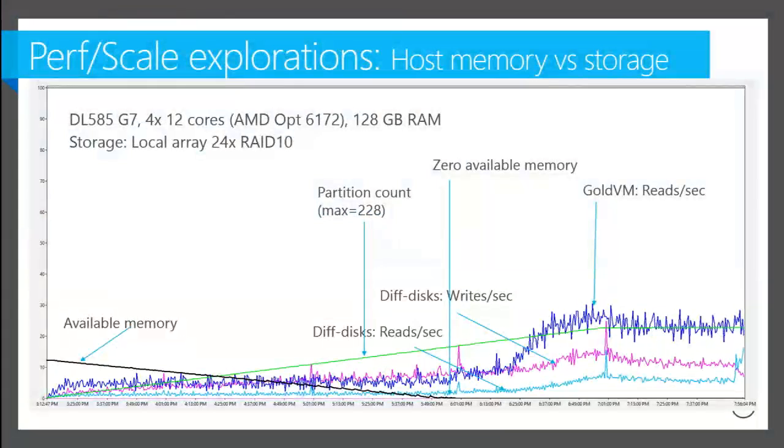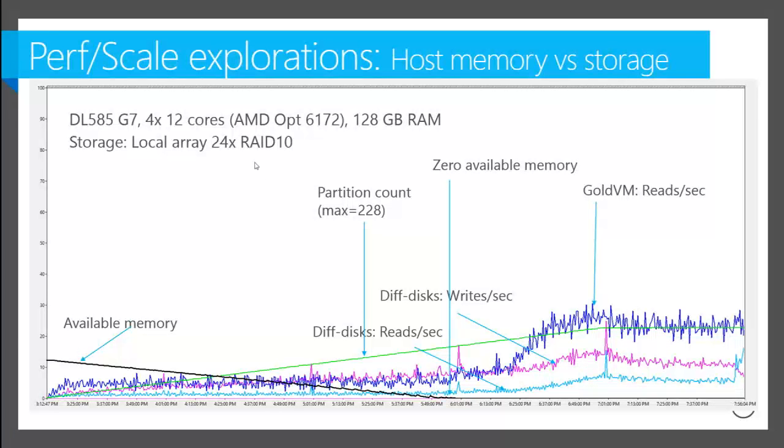Okay, so the purpose of this slide is to give you some insight about the interplay between host memory and storage. It's not all happy day stuff, where you just put it on the back of an envelope and things work. This type of information, I'm hoping, will help you size your deployment better. In this chart, which is a bit complicated, we have a DL585, which is a pretty high-end machine, 12 by 4 cores, 128 gigs of RAM.